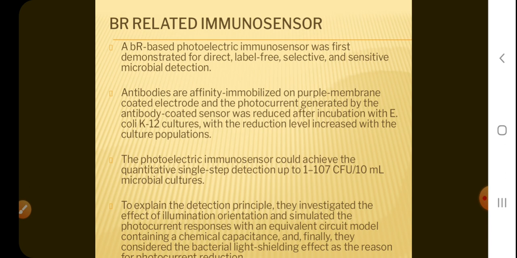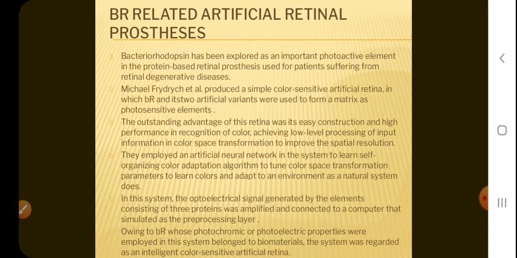Okay, so this is due to the bacterial light shielding effect. The bacterial light shielding effect will reduce generation of the photocurrent, and this reduction in the photocurrent is measured, and this gives you an indication or quantification of the level of the bacterial growth. Okay, so the photoelectric immunosensor could achieve the quantitative single step detection of up to 10 to the power of 7 CFU per ml microbial cultures.